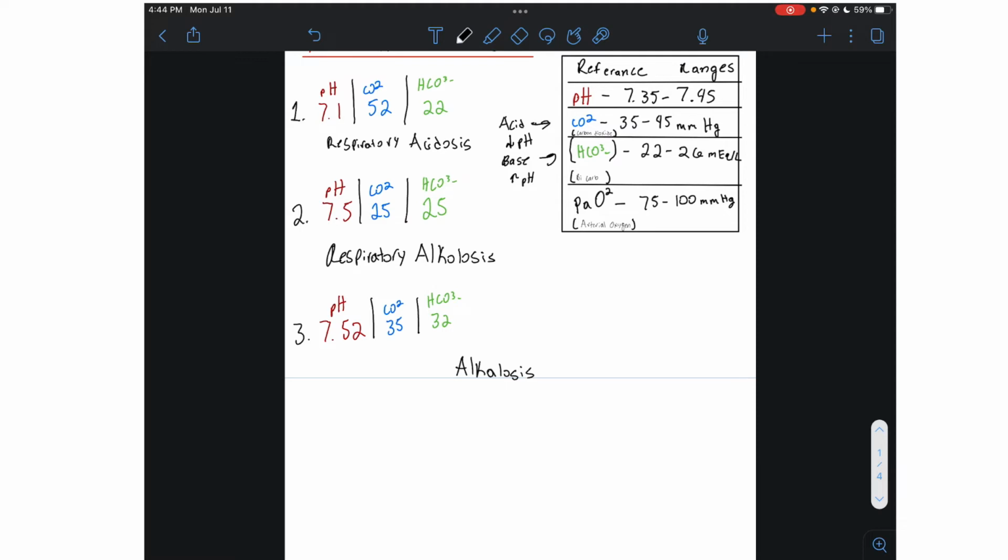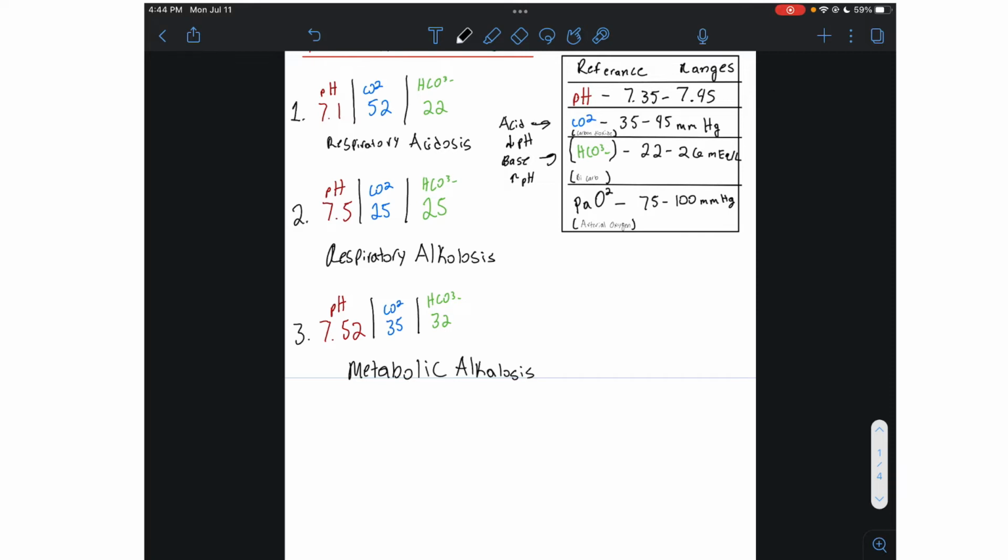Let's look at the bicarb, our basic component of our ABG. It's a little high, which, since we're in an alkalosis state, would explain it. And so CO2, like I said, kind of represents respiratory, and bicarb represents pretty much the rest of the body, at least for ABG purposes. So if it's not respiratory alkalosis, it has to be metabolic alkalosis. So let's go ahead and write that.